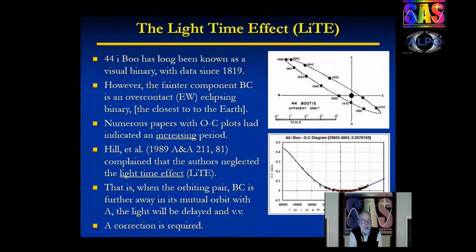Now Hill et al. in 1989 complained that everybody else was neglecting the fact that there's something called the light time effect going on. So if I can use my hands here, we've got the central star with the other pair going around it like this. Okay? Well, now when the eclipsing pair is on the other side of the orbit, it's going to take light longer to reach you than when they're on this side. Okay? So that's the light time effect, and you have to take that into account.